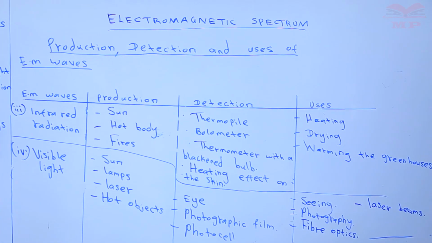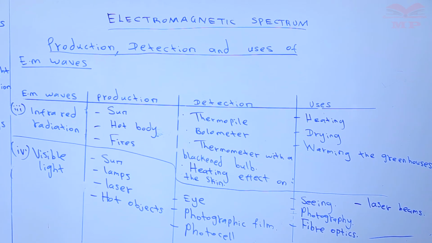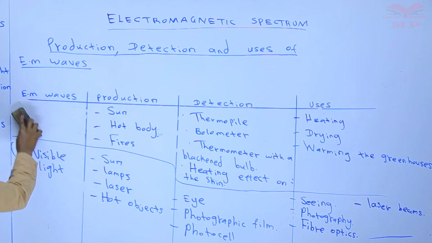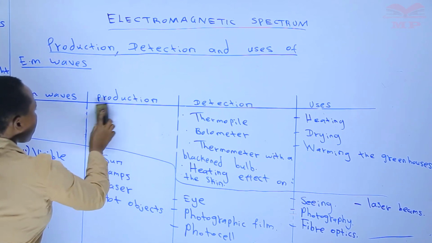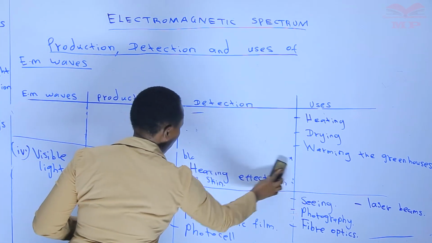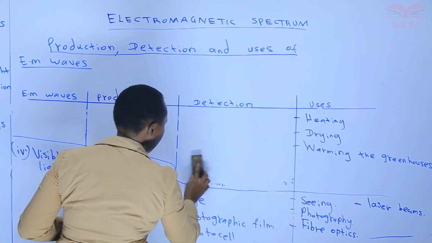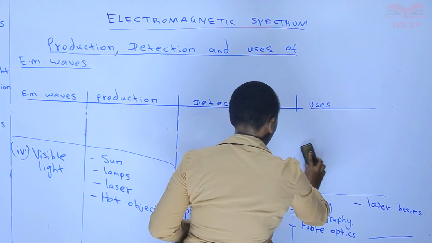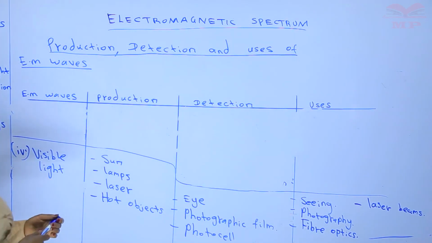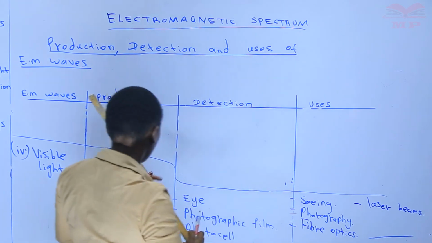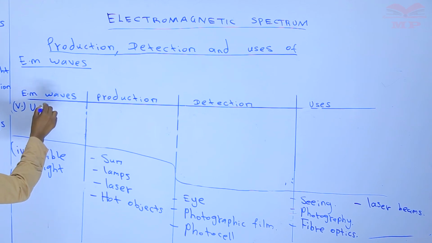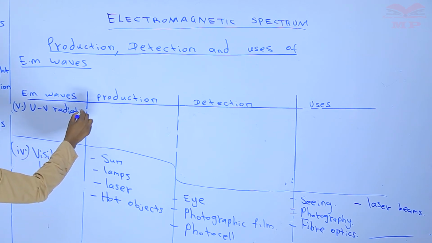So then we can move on to the fifth electromagnetic wave, which is now the UV radiation. We know about the dangers of long exposure to the ultraviolet radiation, but again it has some uses. So we have the ultraviolet radiation, the UV radiation as our number 5. The UV radiation, how it is produced.